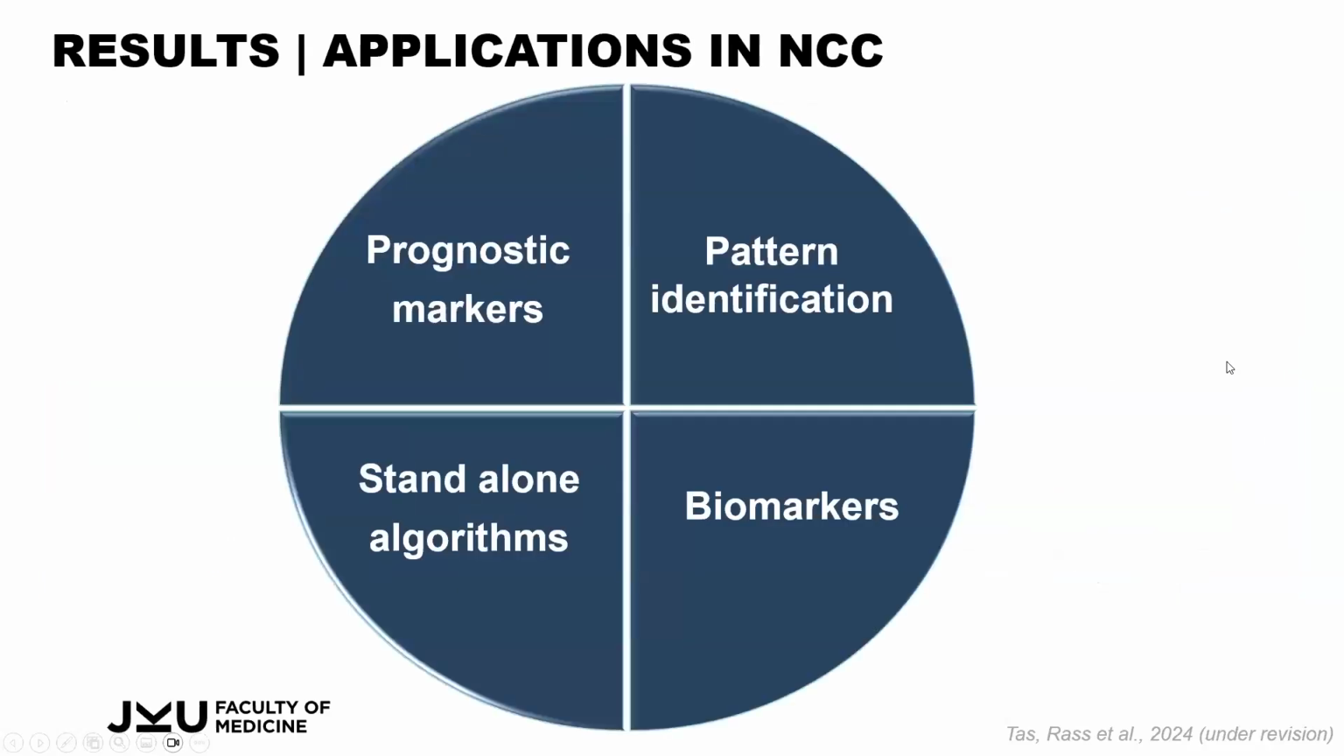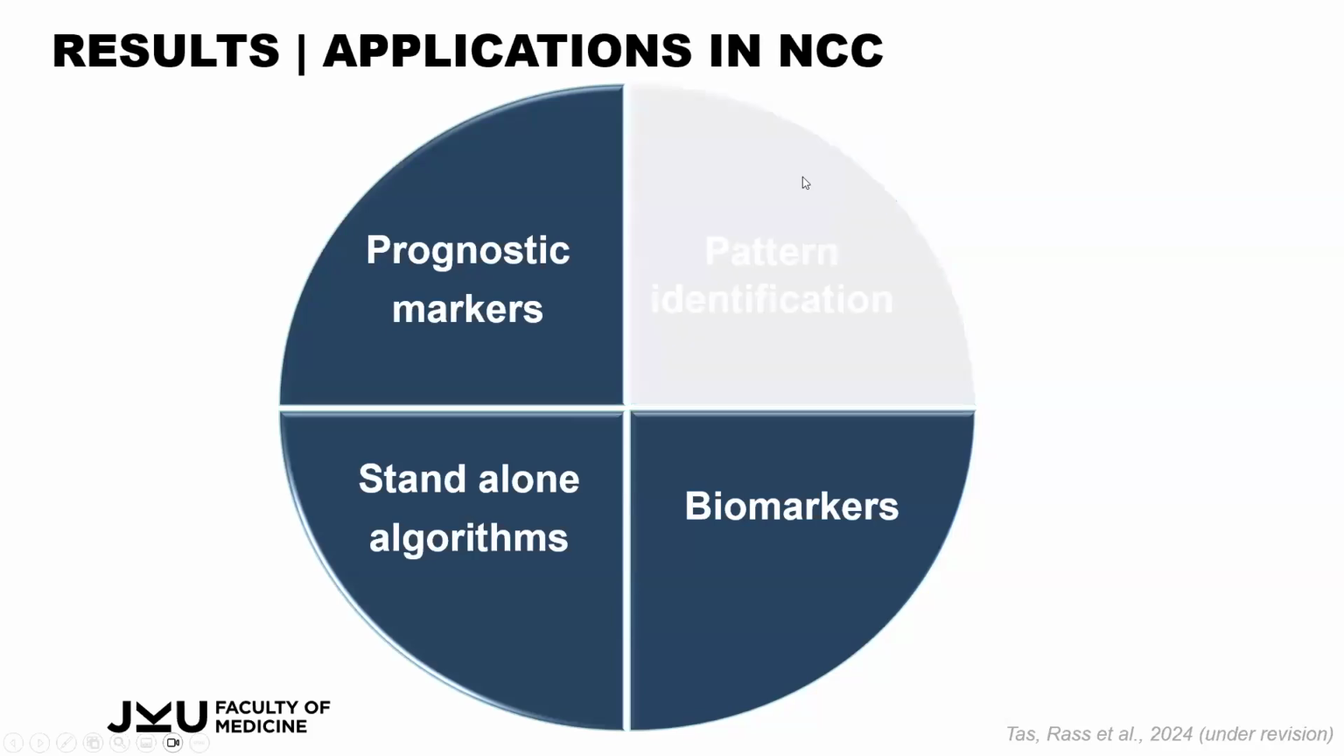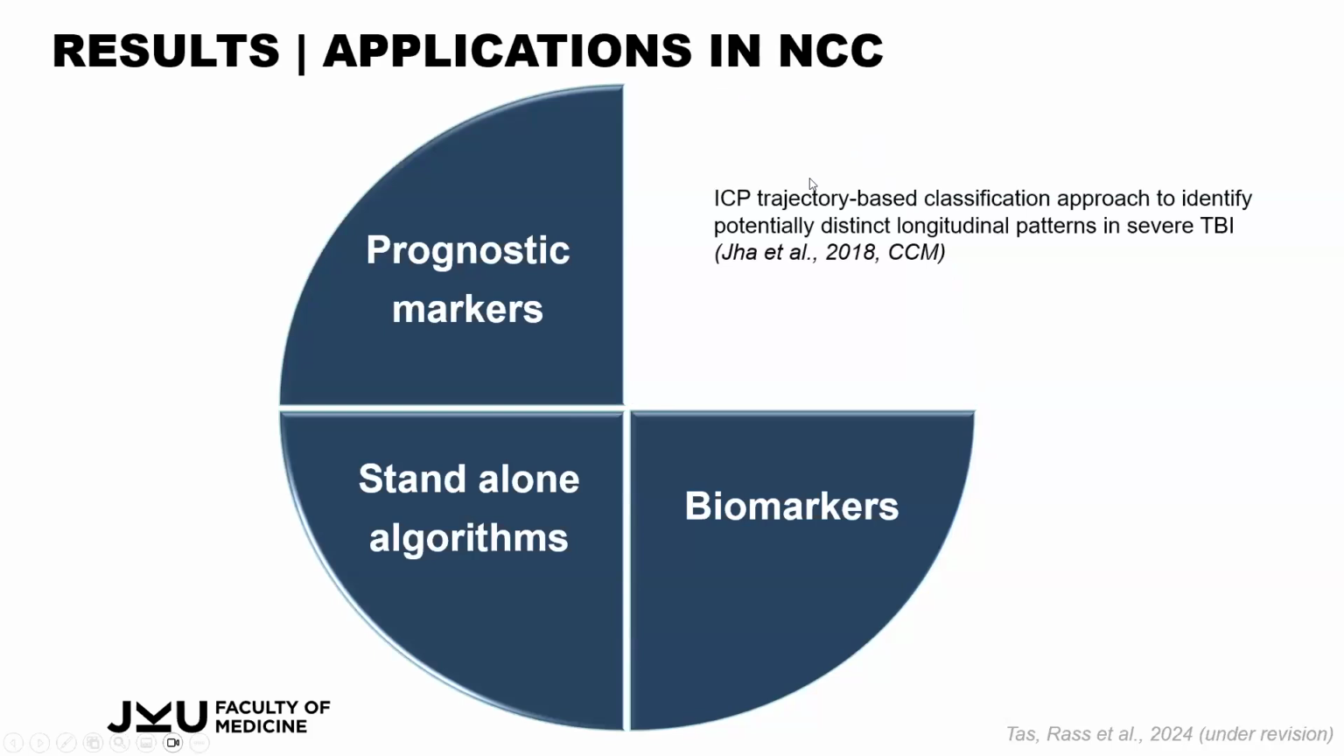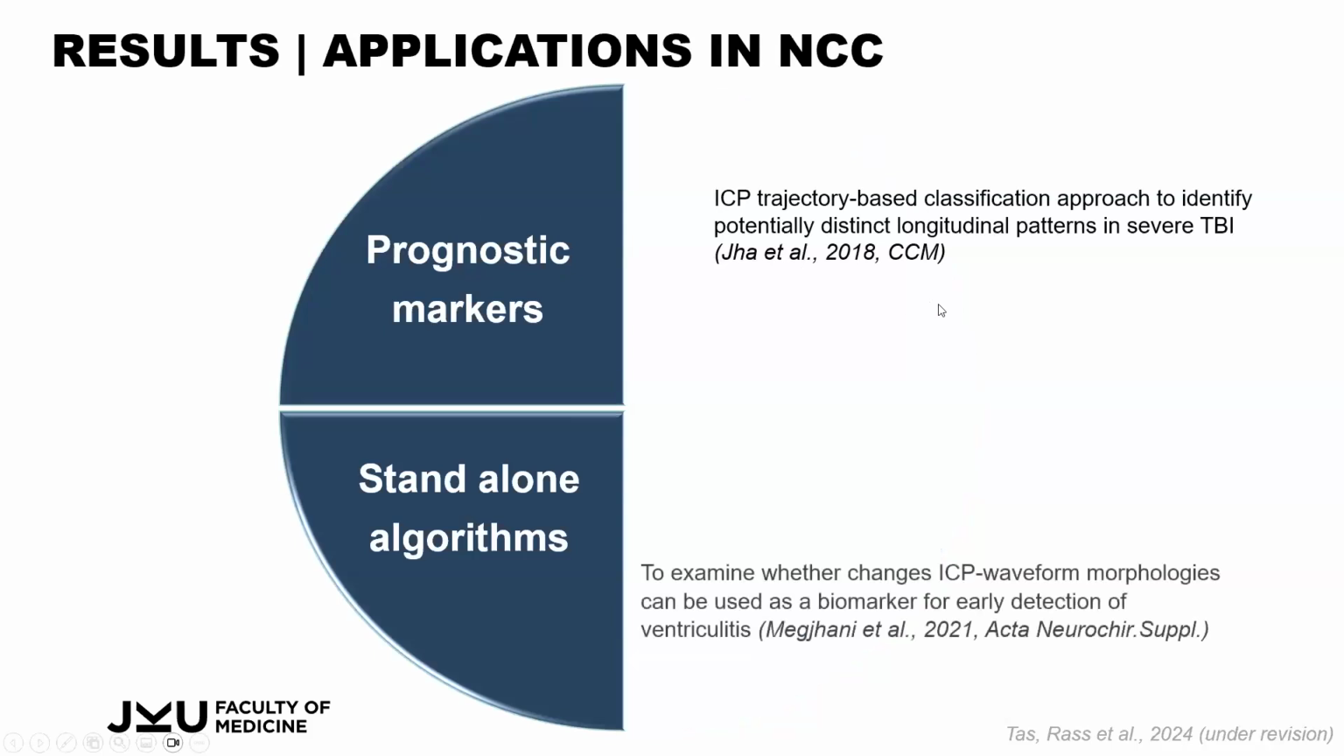Identified 4 groups, but a single study could belong to multiple groups in this case. So first, the various studies assessed the feasibility of identifying differentiating patterns. Like for neuromonitoring data, they looked at intracranial pressure data over time, for example. But there were also studies primarily interested in biomarkers, so whether intracranial pressure morphology can be a biomarker for ventriculitis.